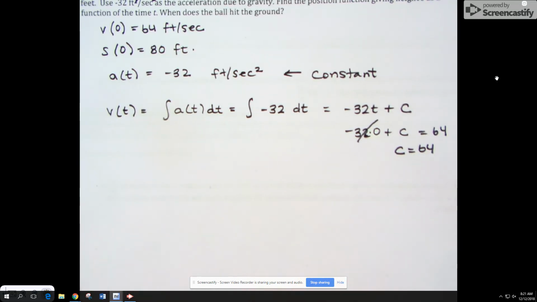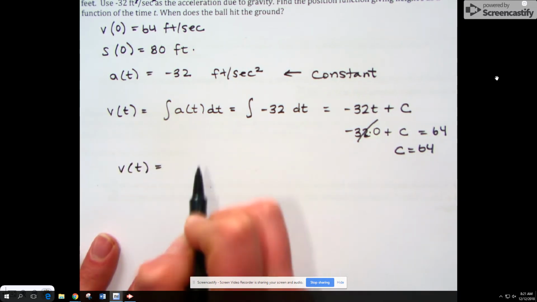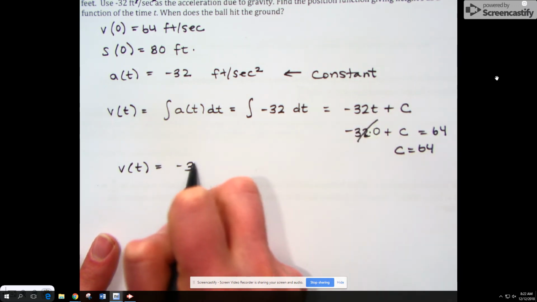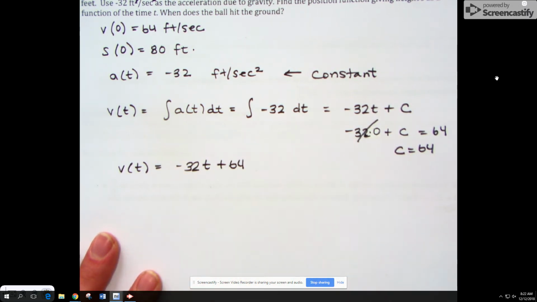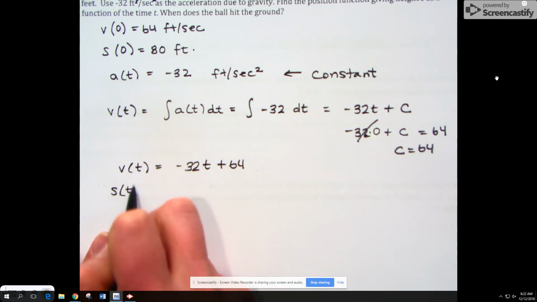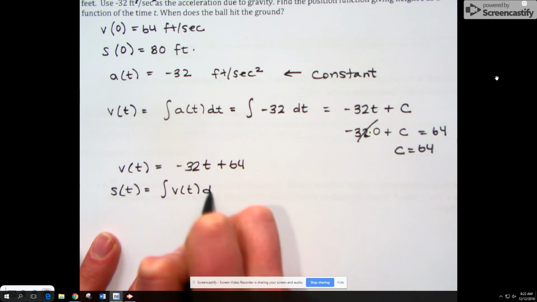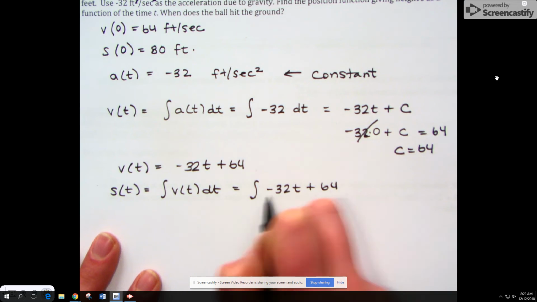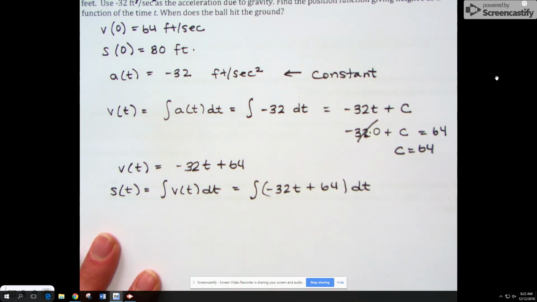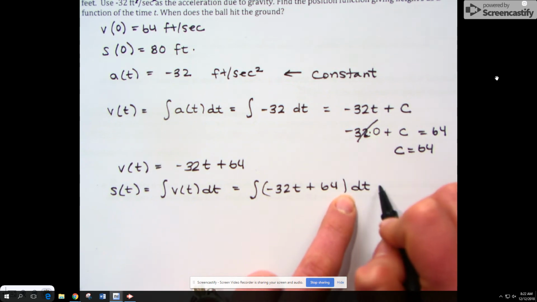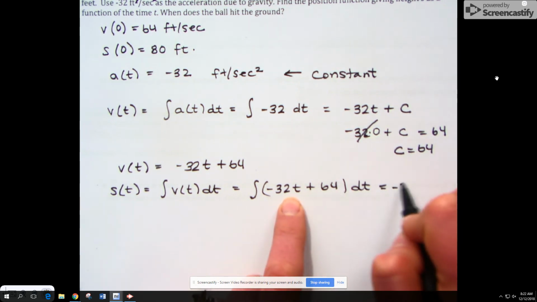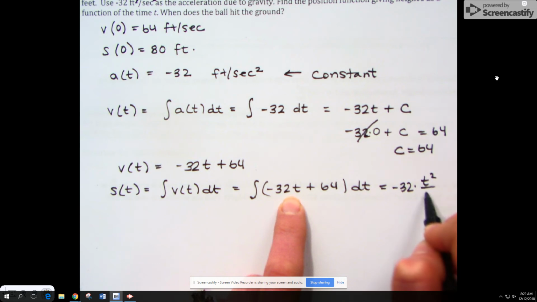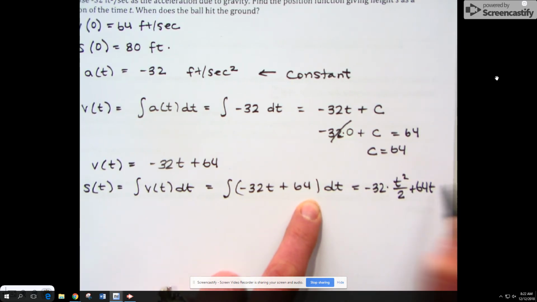It's really nice when they give you the initial velocities or the initial positions, because plugging in 0 is really easy to do. Once I have my velocity function, right, we could rewrite that then using the antiderivative, negative 32t plus 64. I could go ahead and solve for my position function. Right, so I'll be integrating that negative 32t plus 64 with respect to time. And that is going to give me what? I'd have negative 32 times t squared over 2. I'll have a 64t and a plus c.